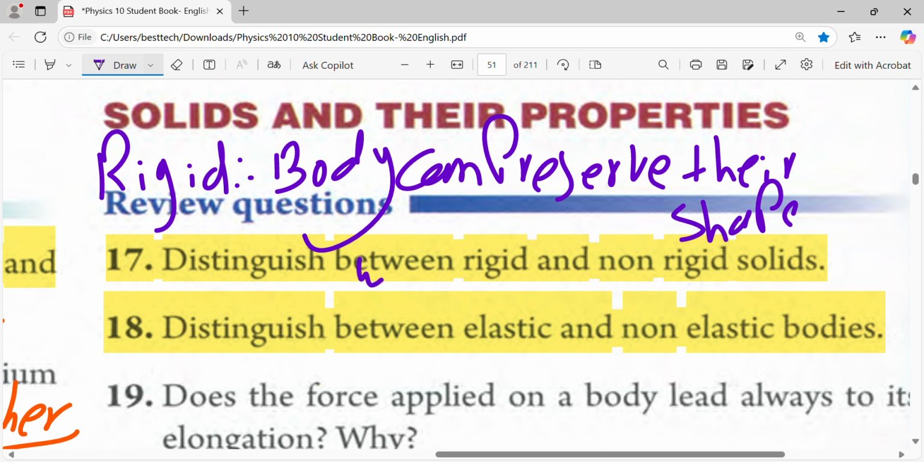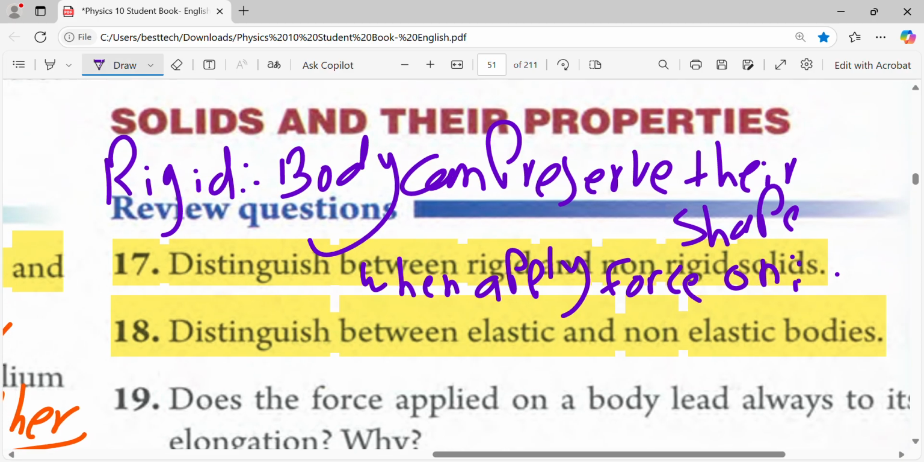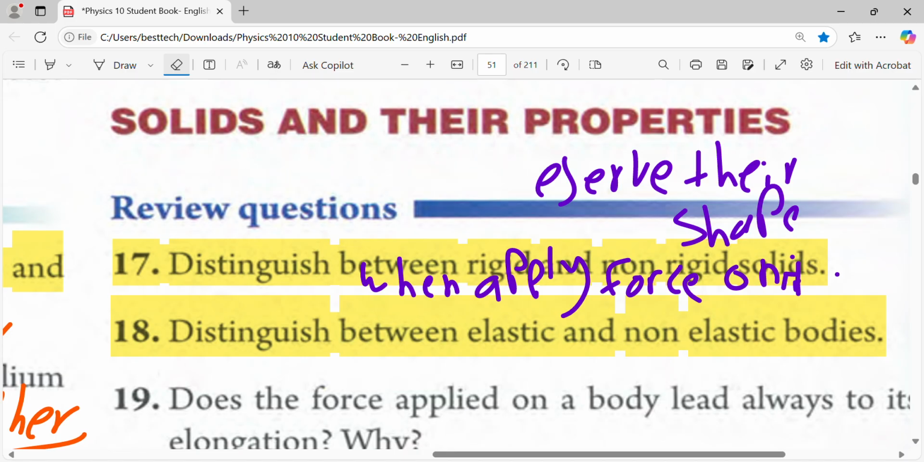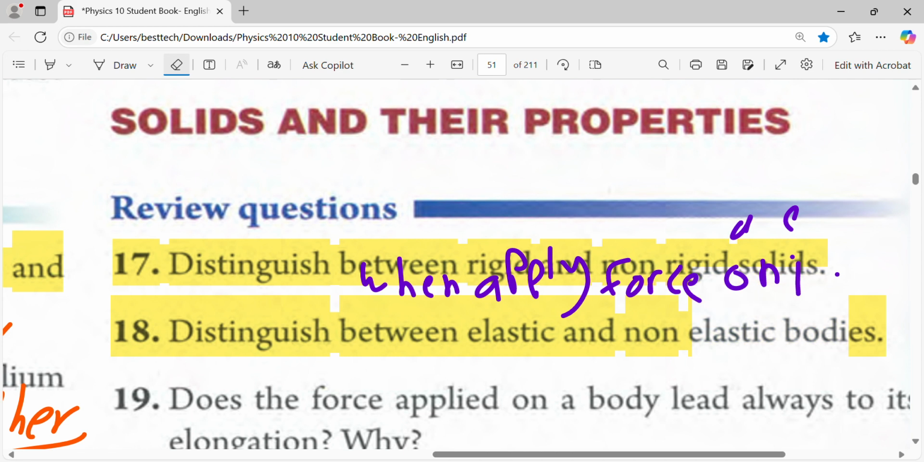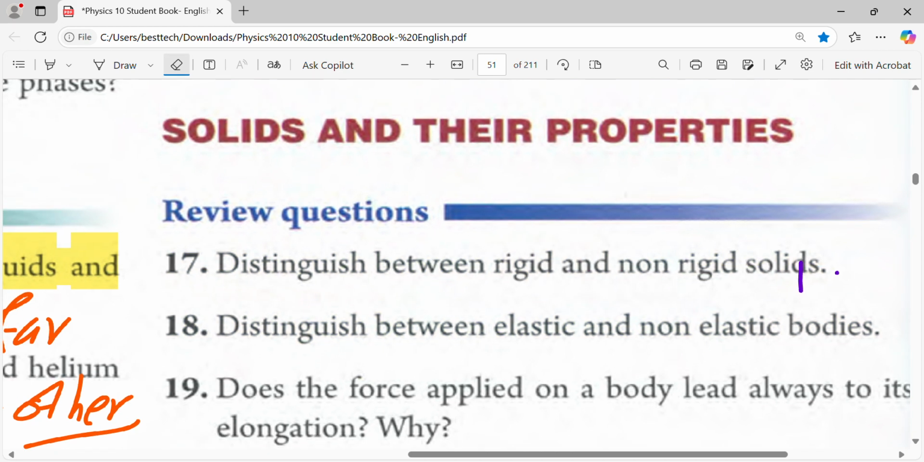When you apply force on it, a body can preserve its shape without breaking. But non-rigid is the same thing but opposite.